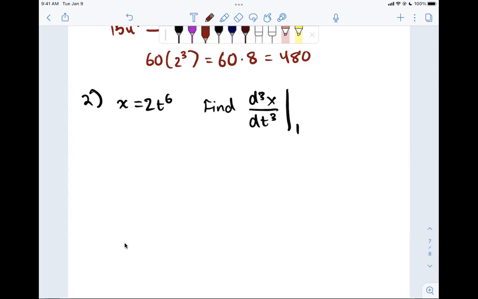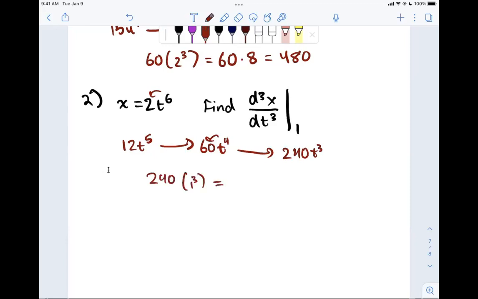All right, so we have x equals 2t to the 6th, and we're going to take the derivative 3 times. So the first time we get 12t to the 5th. All right, then the second time, pull the 5 down, that's 60t to the 4th. And then the final time, we pull the 4 down, so that's 240t cubed. And then we evaluate at 1, so 240 times 1 cubed, which is just 240.